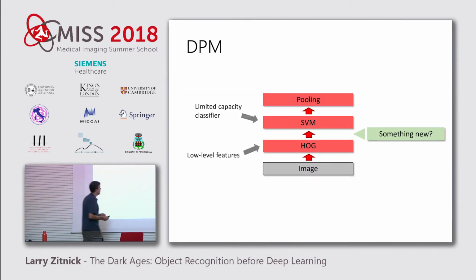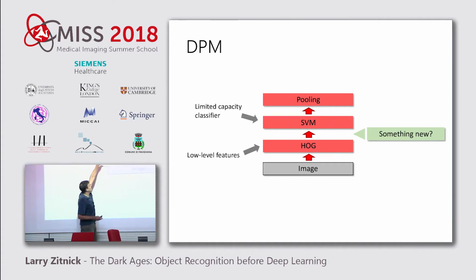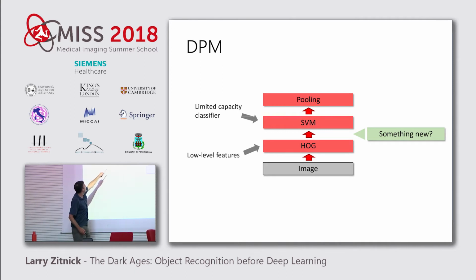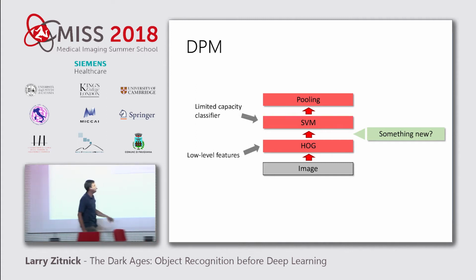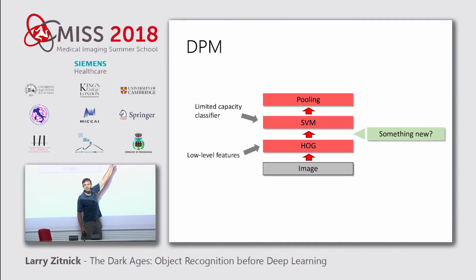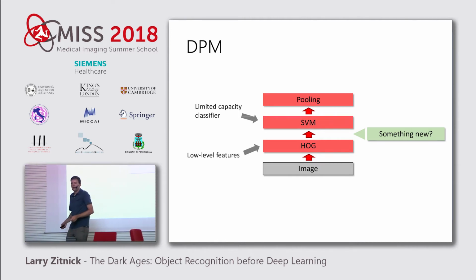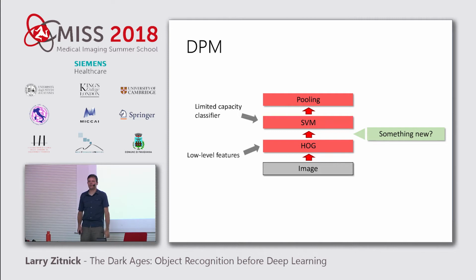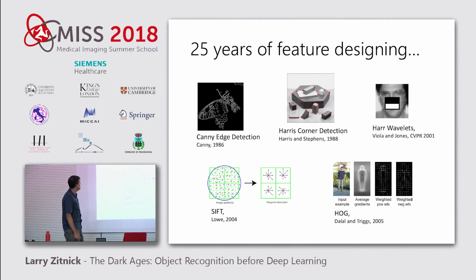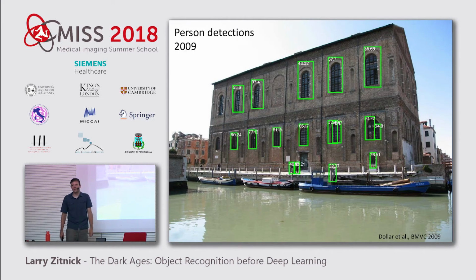So if you looked at the pipeline, you had an image, histogram of oriented gradients, followed by the SVM classifier. We had these low-level features here. We had a limited capacity classifier, which is the SVM. What we really need is something new right here. We need better low-level features. And at this point, we're just like, I don't know. It's 2011 at this point. We didn't know what to do. So 25 years of feature designing, all of this work, and this is what we had.